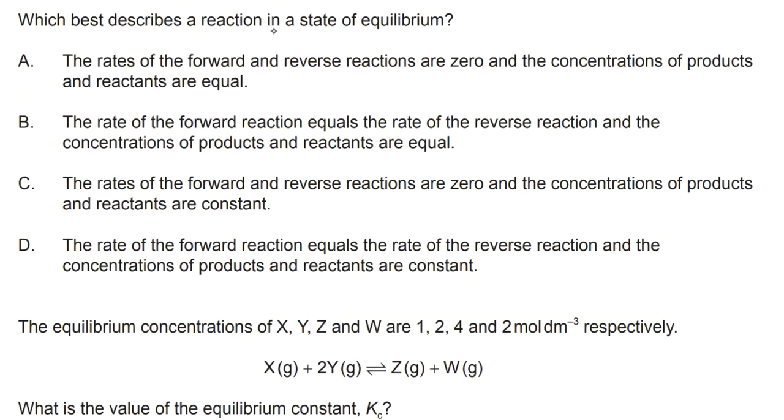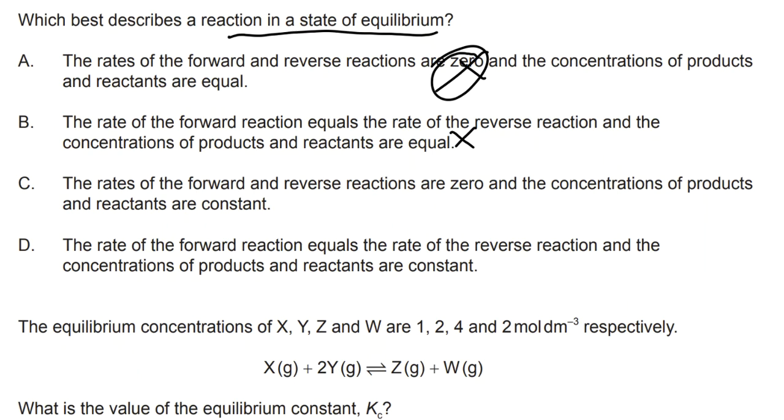Which best describes a reaction in a state of equilibrium? Rates of forward and reverse reactions are zero. Nope, the reactions haven't stopped. That's one of the factors in equilibrium. The reactions are still going. Rate of forward reaction equals the rate of reverse reaction. The concentration of products and reactants are equal.